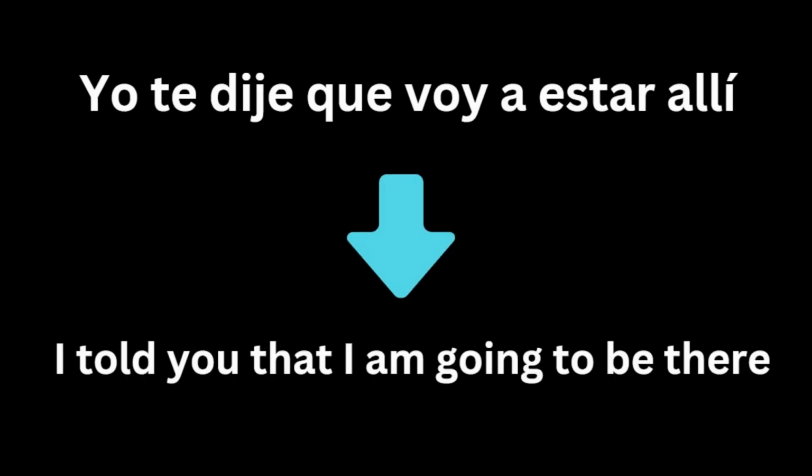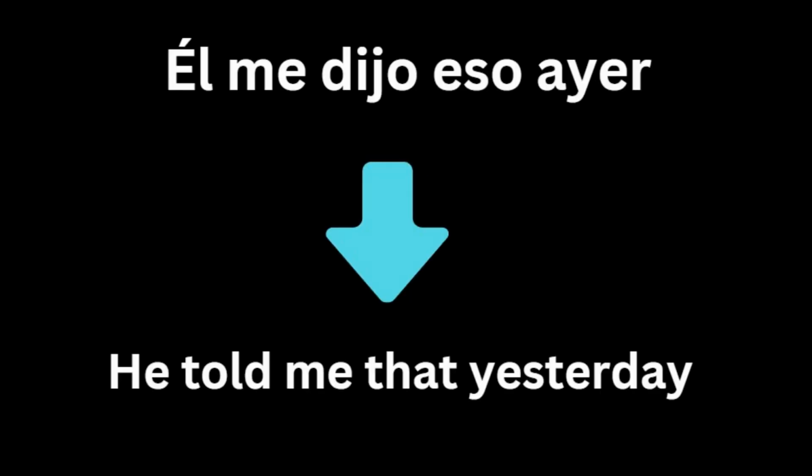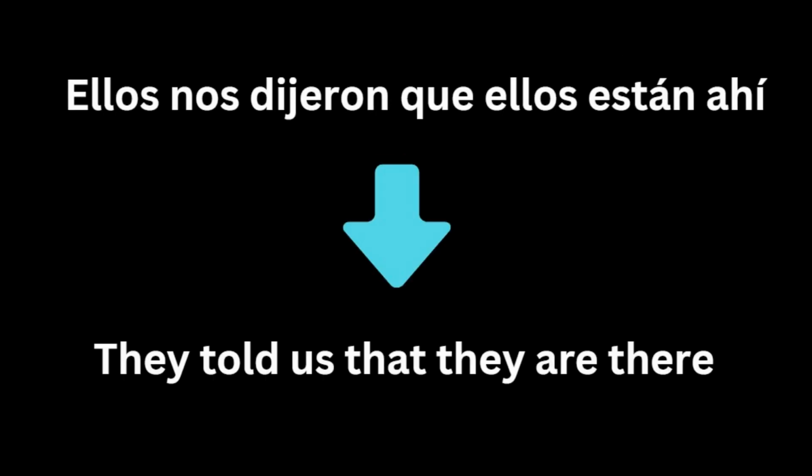For instance, I can say a sentence like yo te dije que voy a estar ahí, meaning I told you that I'm going to be there. Or maybe some simpler sentences would be better, like él me dijo eso ayer, he told me that yesterday. Or maybe ellos nos dijeron que están ahí, they told us that they are there. With a verb like decir, you can basically make any sentence you want depending on what you want to say.